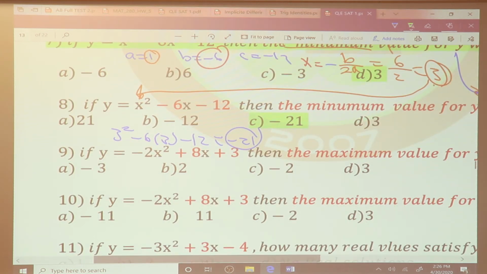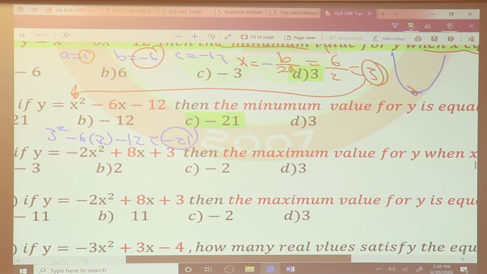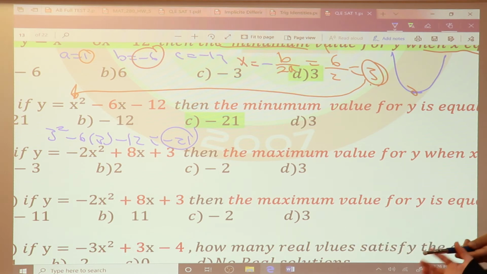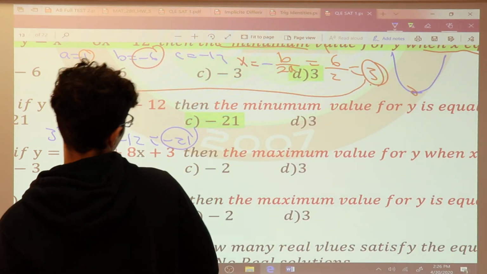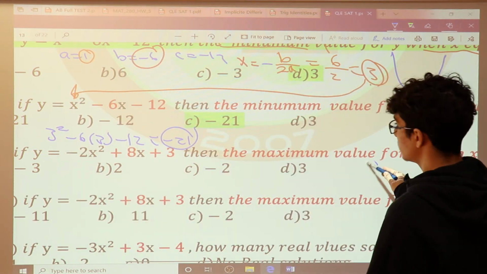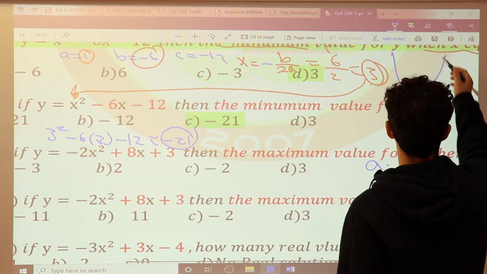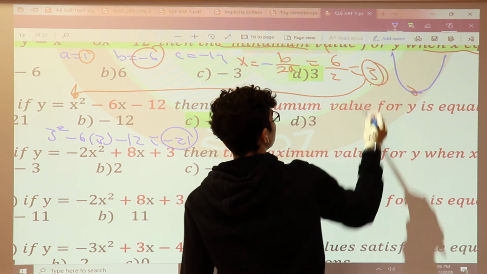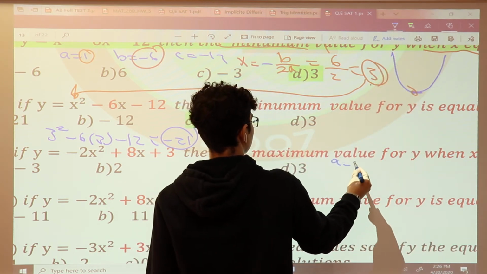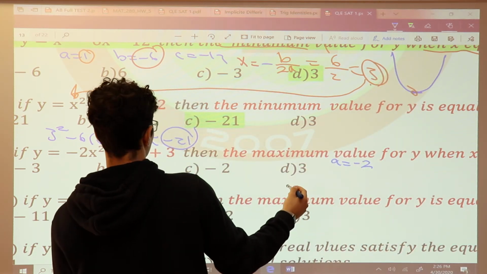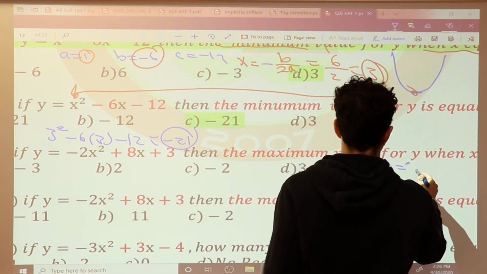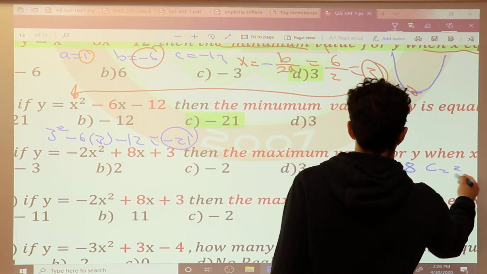Okay, now let us see if you can do this. Write A, B, and C here for me, and tell me what the curve looks like. The a for this equation is negative 2, b equals 8, and c equals 3.